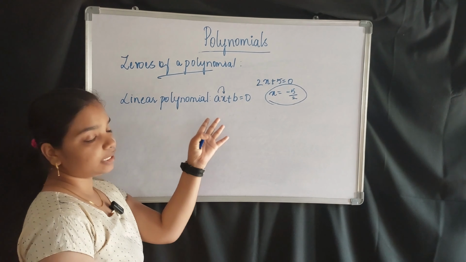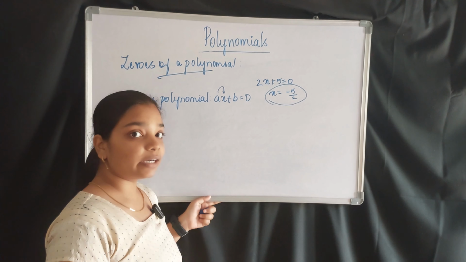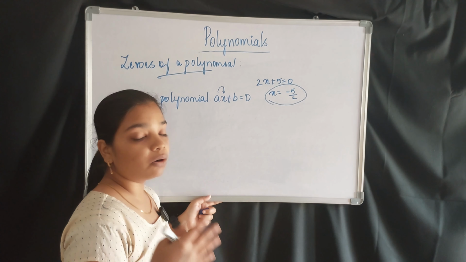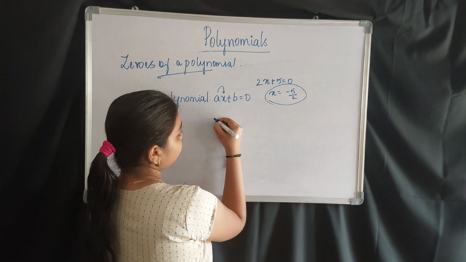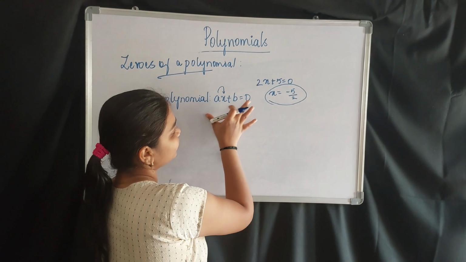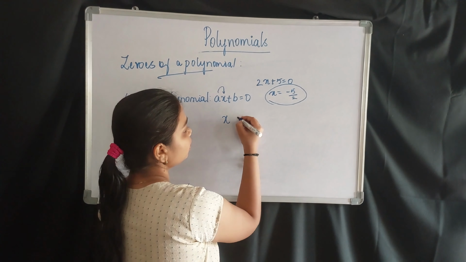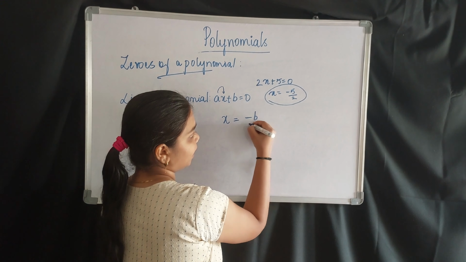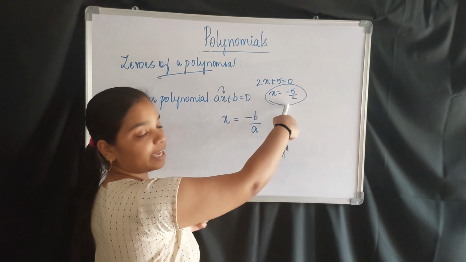Now, if we have a linear polynomial ax plus b is equal to 0, how will you find out the zero of the polynomial? How will you find out the solution of the polynomial? So, if I think k is the solution of the polynomial, or in this case, let me take x. x is the solution of my polynomial. It can be written as minus b by a.